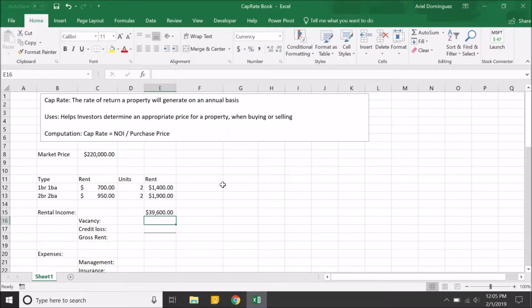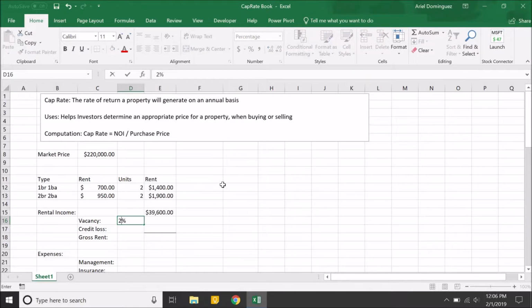So for this number, we want to adjust it for vacancy and credit loss. Vacancy is basically just the time in which one of your tenants leaves the property and you're in the process of getting a new tenant, getting the room filled, and between that time frame there's always a few days or could even be a month or so that you have no income because your tenant left and you're in the process of getting a new tenant.